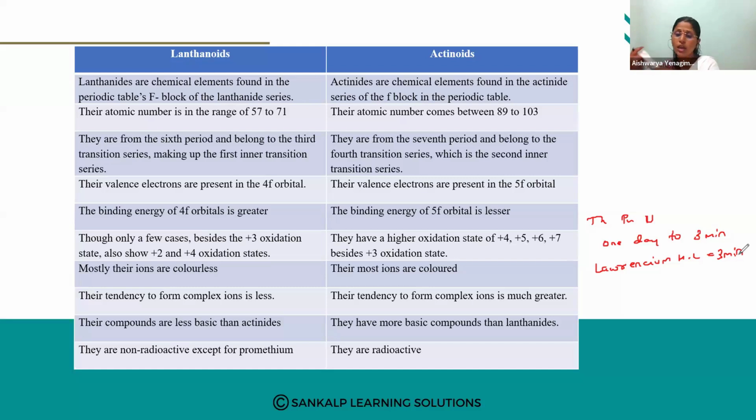So do you think an element whose half-life is so short can be produced in larger quantity? Can we produce them in bulk? Within 3 minutes, half of its concentration gets disintegrated. Can we produce them in more quantity? No, not possible. By the time you produce it, half of it has already disintegrated, right?